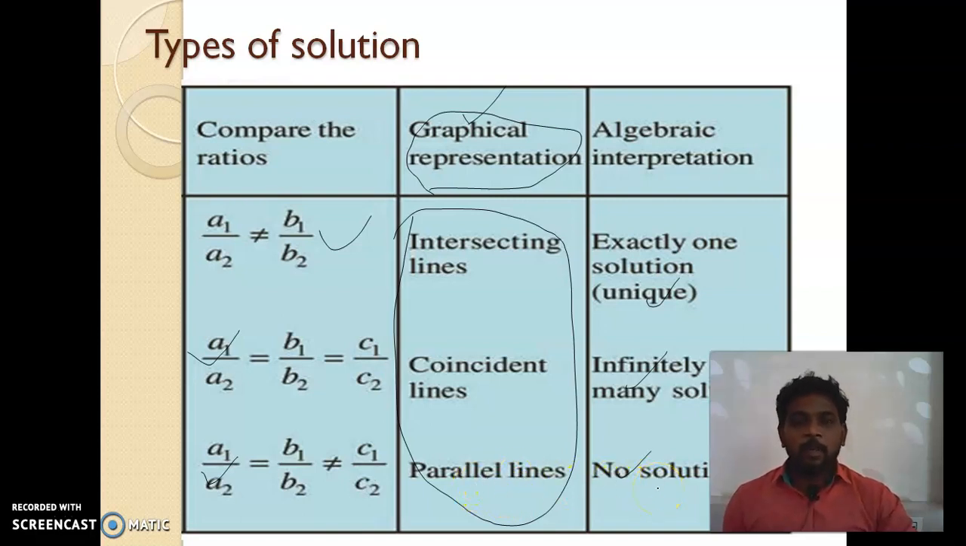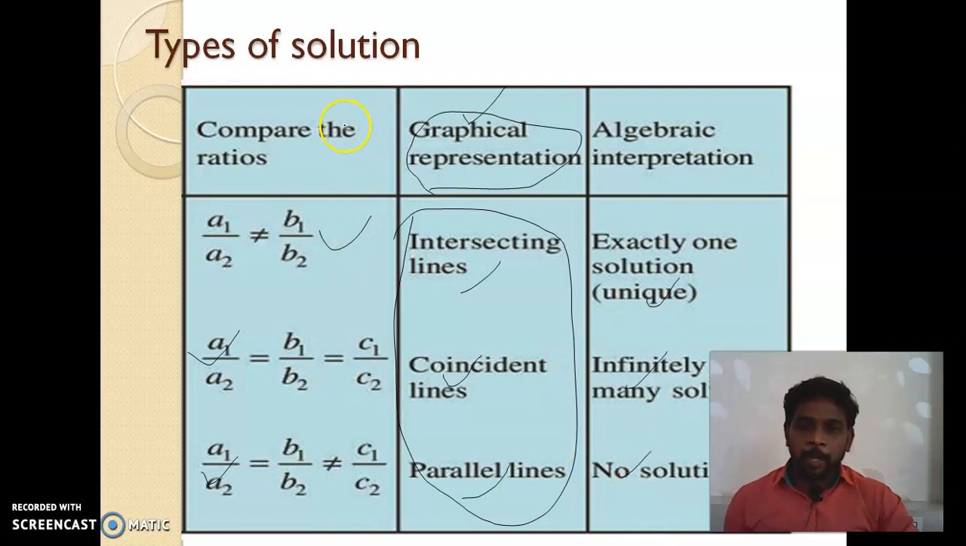First you have to plot the respective points of the two given linear equations on the graph sheet, and draw the line through the points. After that we have to check whether they are intersecting, coincident or parallel. Definitely the graph will satisfy any one of the three. According to that we can say what type of solution the given pair of linear equations has.